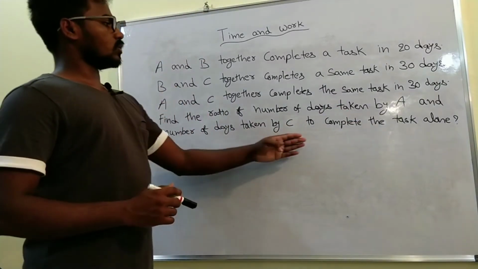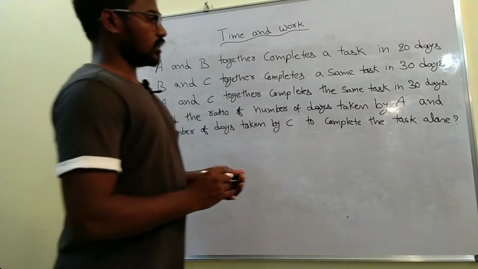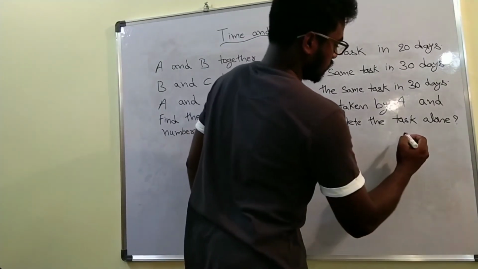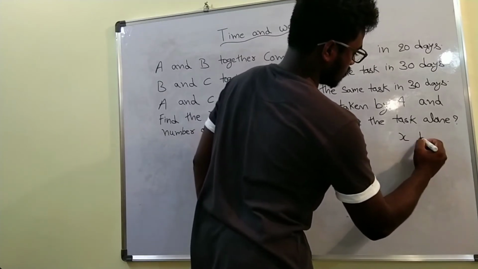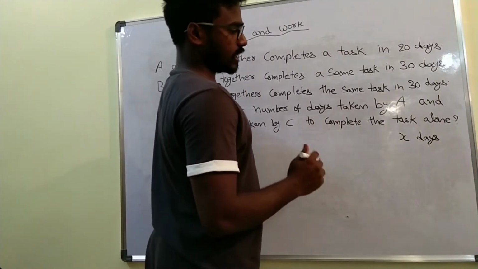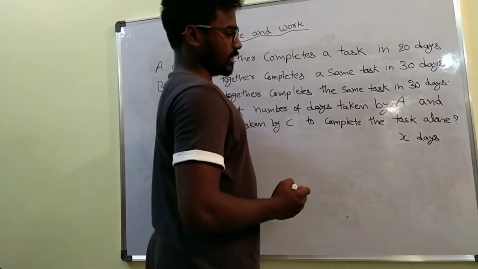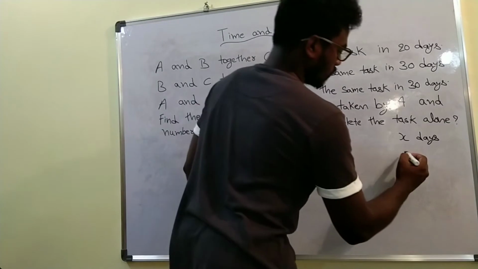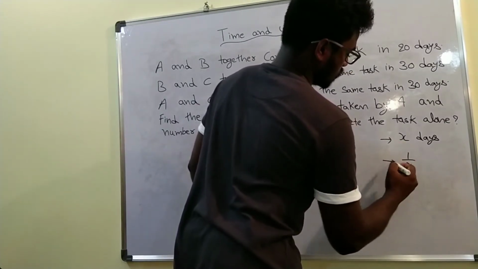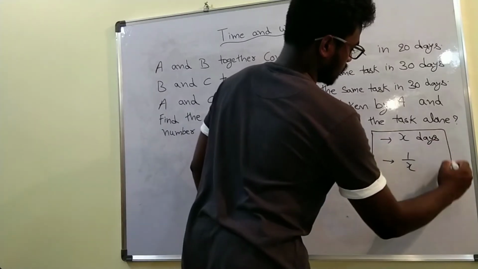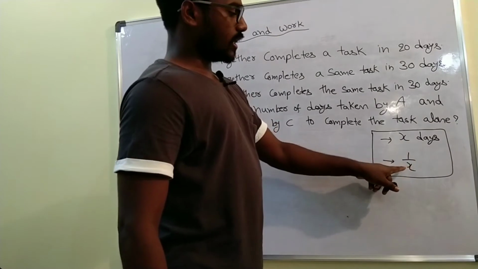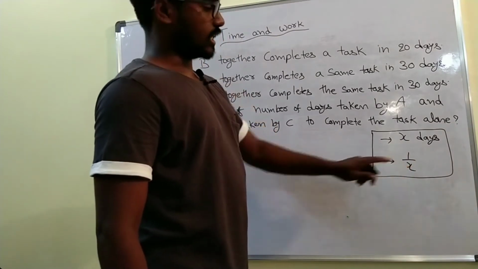For any aptitude problem related to time and work, we need to remember the basic formula. Suppose for doing a certain task X days are taken. Then in one day 1 by X part of the work will be done. You need to remember just this basic formula: if the work is done in X days, then in one day 1 by X part of the work is done.